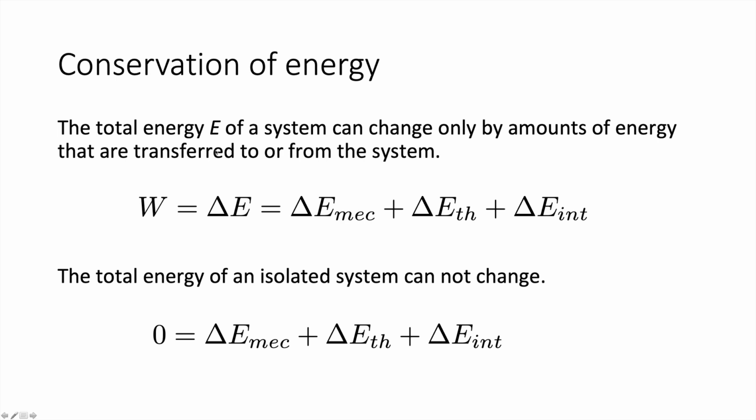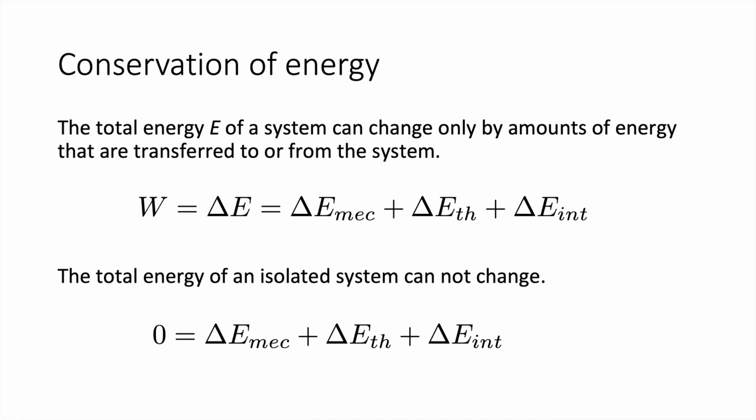So we can say that the total energy E of a system can change only by amounts of energy that are transferred to or from the system. I mean, that makes sense. If you want to change the energy in a system, you have to give it energy or take energy away. And the only way that we've learned about so far to transfer energy to a system is by doing work on it. So when we do work on the system, so this is an external force doing work on the system, then the change of energy of the system is equal to the change in mechanical energy of the system plus the change in thermal energy of the system.